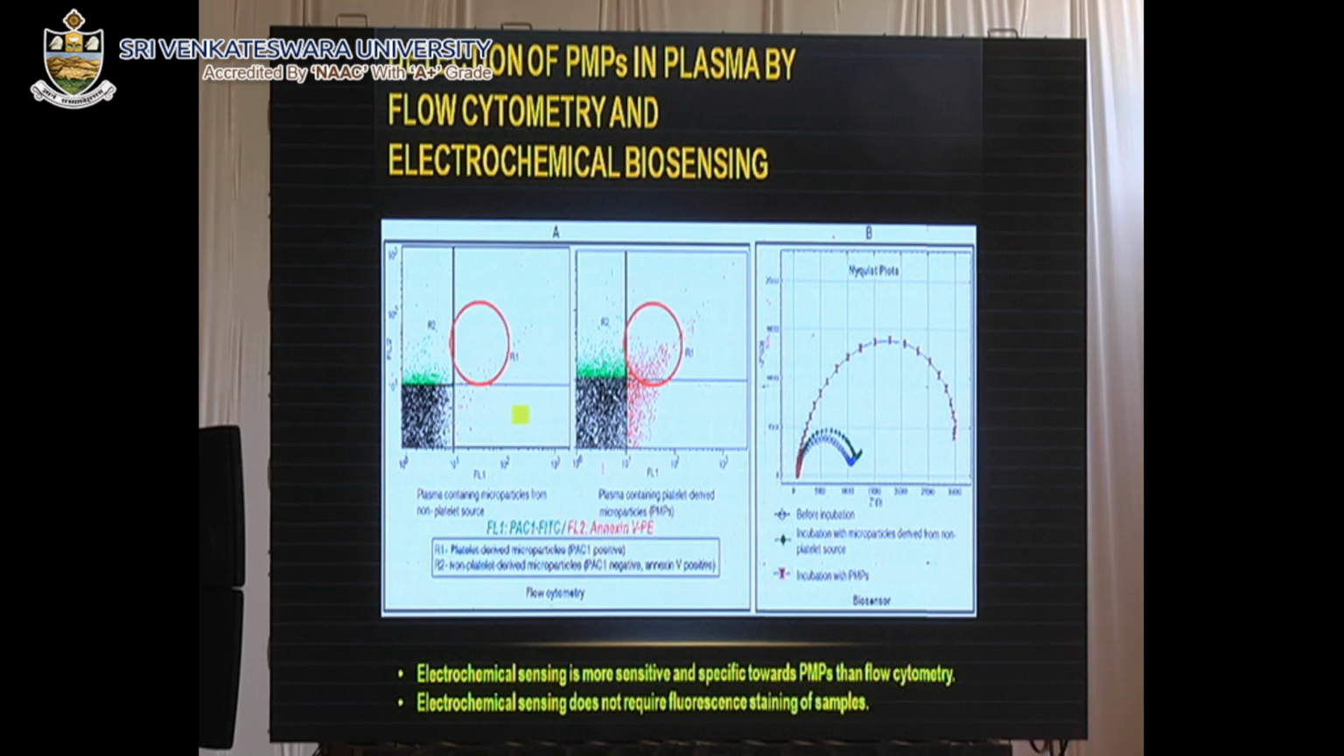This slide just compares flow cytometry with the Nyquist plot. So in the flow cytometry, we have double color. Here one is PAC1, here is annexin 5. This right upper quadrant shows platelet-derived microparticles. If you do by flow cytometry, you see the resolution here, and by Nyquist plot, our method, you see the strong difference once the microparticles bind. There is a strong resistance to electron flow. There is a strong resistance.